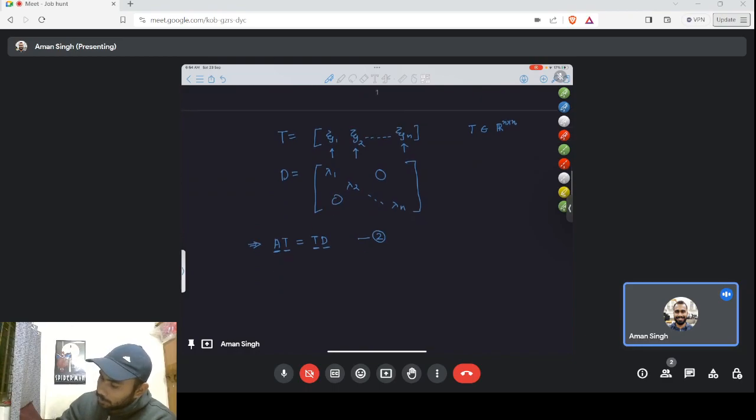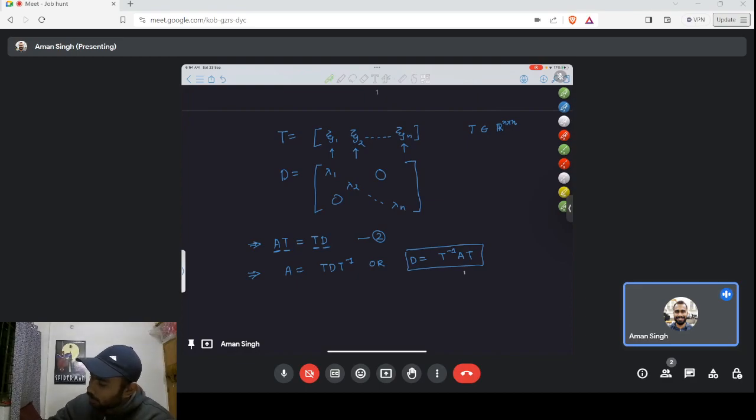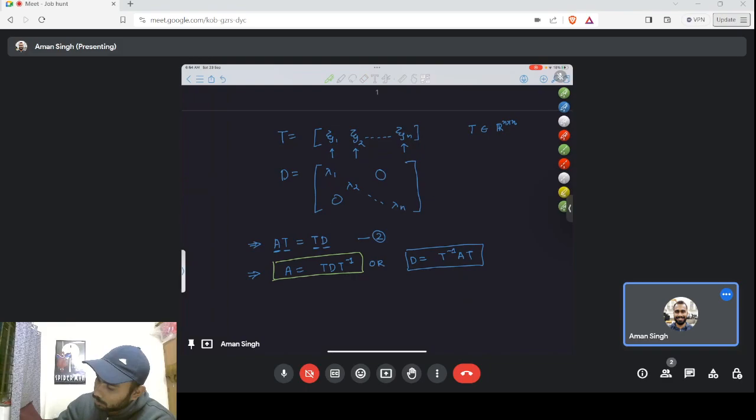Moving ahead, we can say that D can be written as T inverse A T. And this in particular is called the eigenvalue decomposition of A, or eigen decomposition of A.